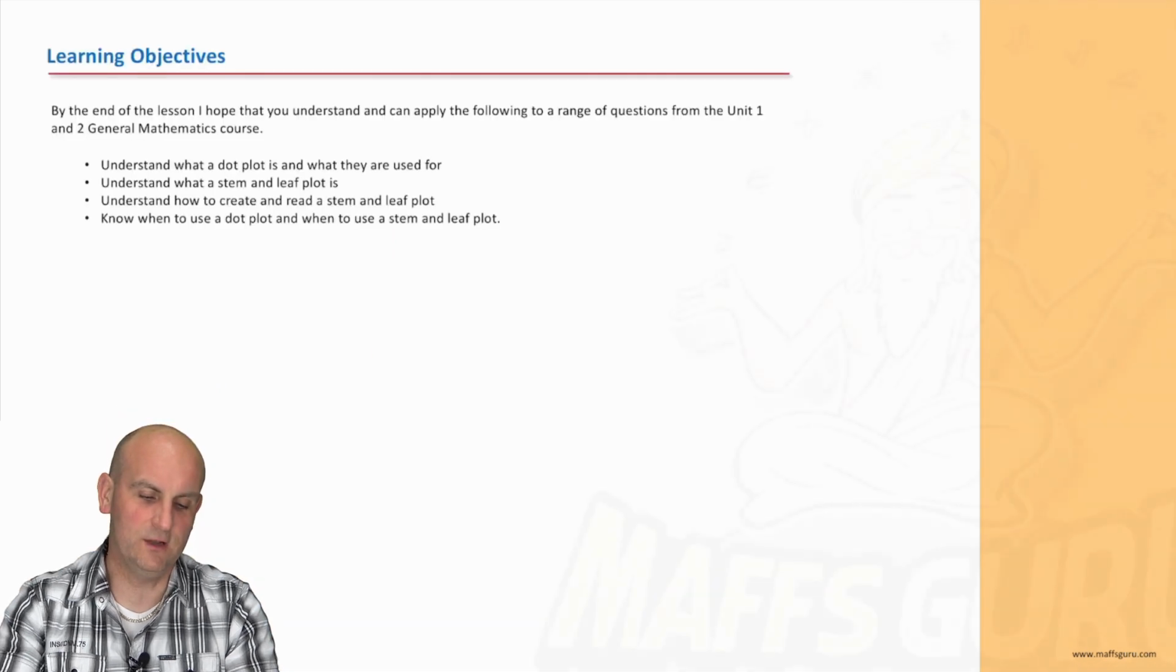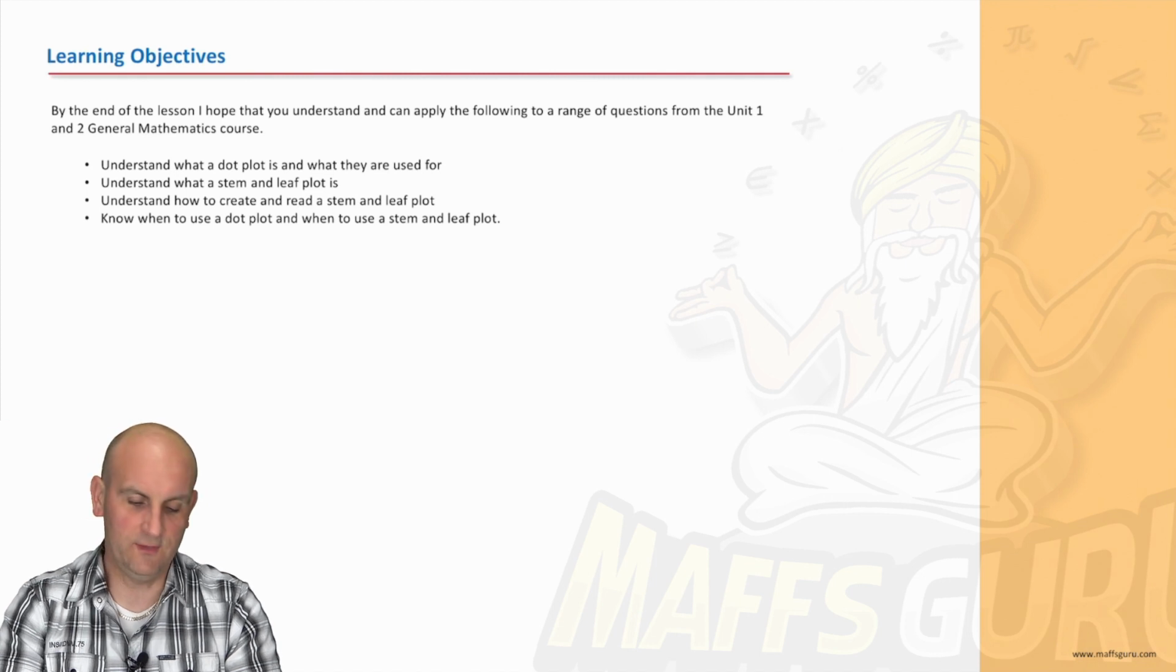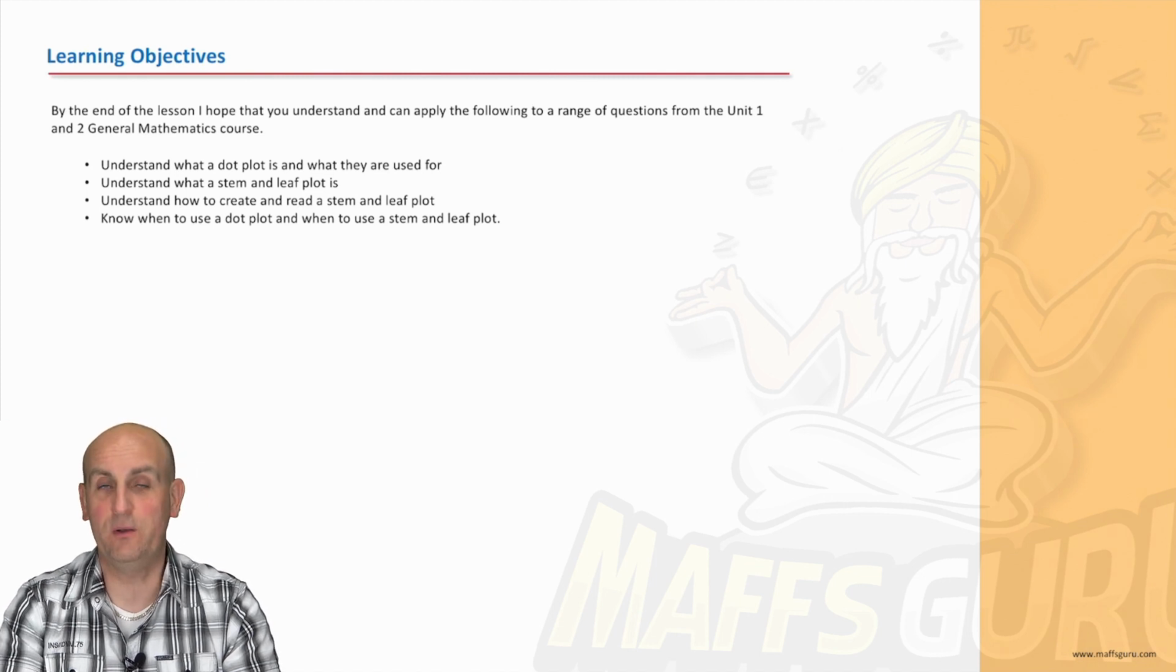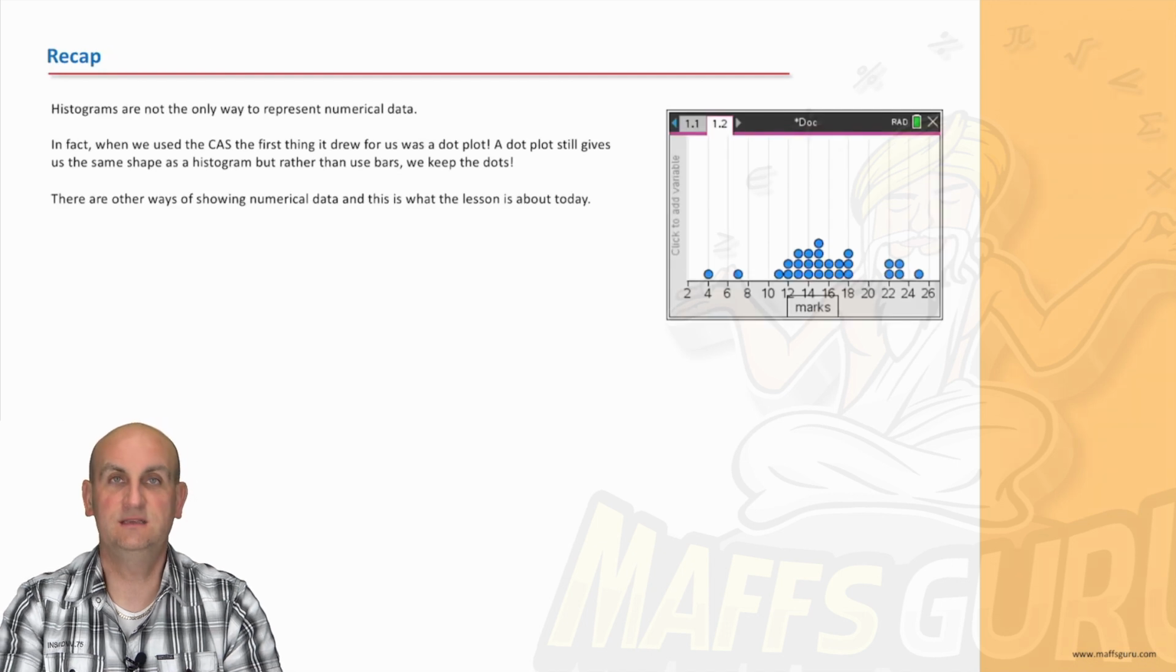What are we doing today? Well, the learning objectives basically say, let's find out what a dot plot is. I'm sure you already know this. Understand what a stem and leaf plot is. They're awesome. Understand how to create and read a stem and leaf plot and know when to use a dot plot and when to use a stem and leaf plot.